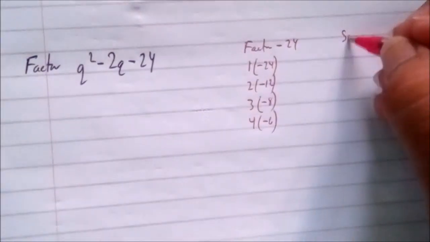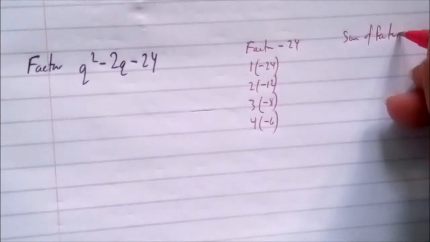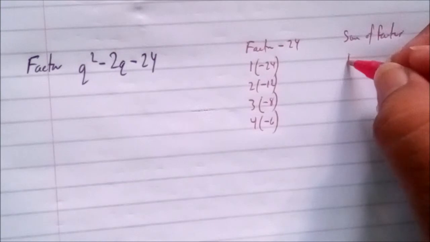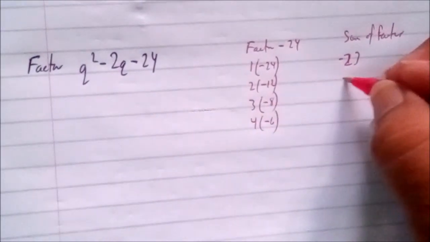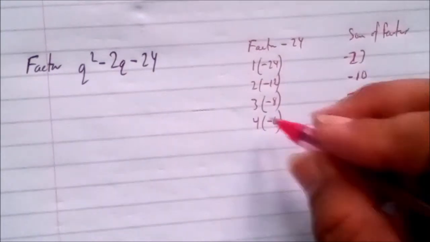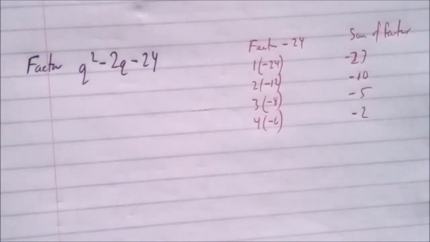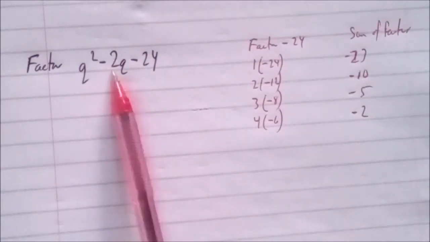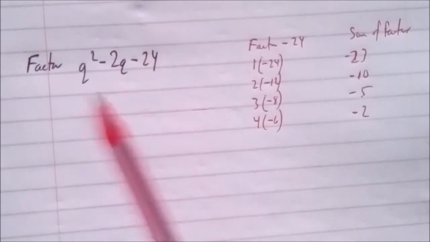Now, the sum of the factors. So we end up now and say 1 plus a negative 24, negative 23, 2 plus a negative 12, negative 10, 3 plus a negative 8, negative 5, 4 plus a negative 6, negative 2. So which one of them gives us the sum of this coefficient? This one here. And when we multiply these two, we get a negative 24.